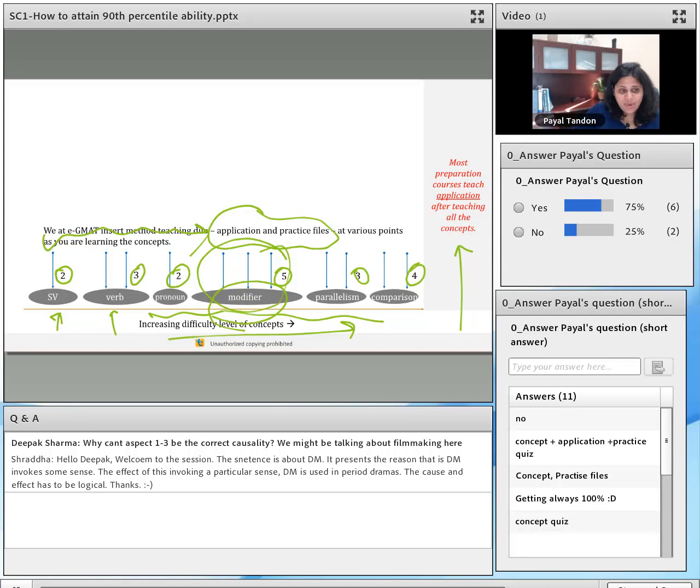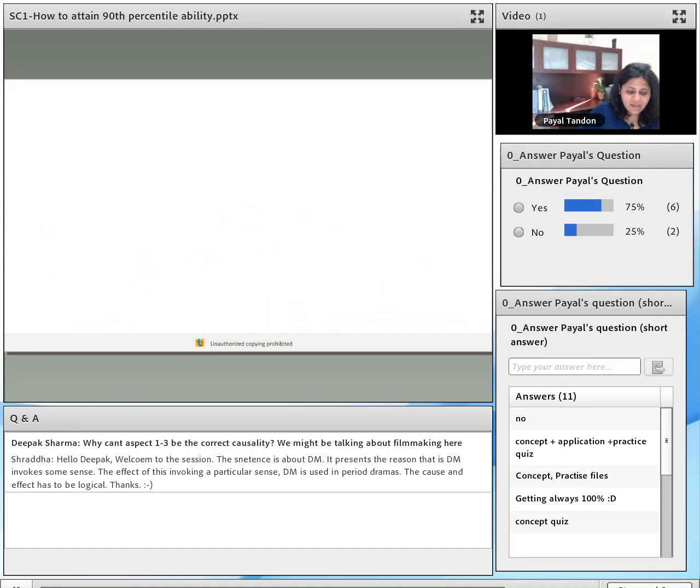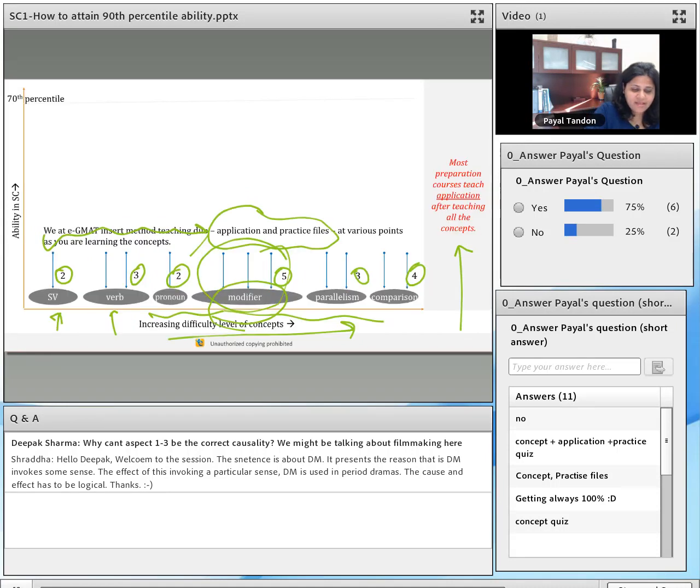Okay, and that is why, again, all of this has to be done in an untimed manner. And as you do this, what you see is that by the time you reach the end of the course, your ability increases exponentially. Your ability curve goes like this. Initially you will have lower ability because you haven't as yet absorbed the process as well. You haven't as yet gone through all the concepts. But by the time you reach modifiers, parallelism, it just has that exponential increase in your ability.